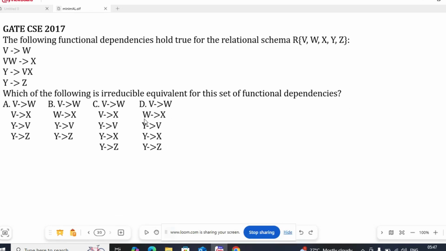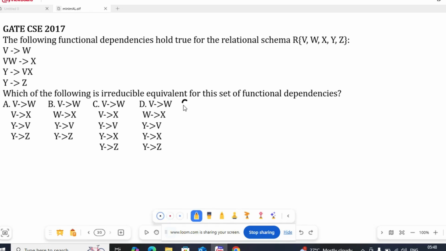So here the question is which one of the following is an irreducible equivalent for this set of functional dependencies. To find an irreducible equivalent, first of all you need to find the minimal cover only. So don't get confused with this word irreducible equivalent. To find irreducible equivalent, we have to find the minimal cover only. So the same steps we will apply.